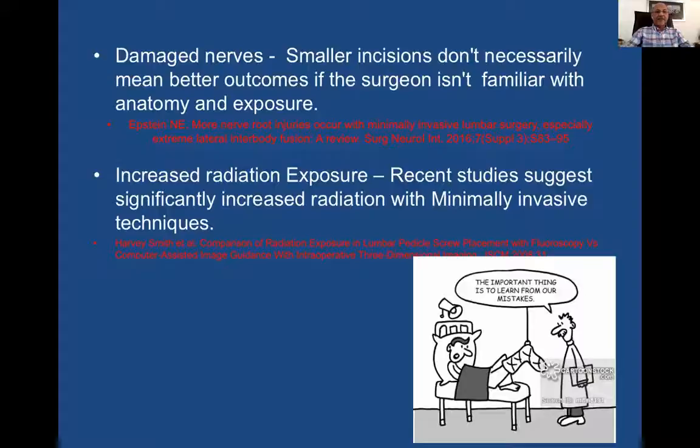Obviously, MIS has caused increased radiation exposure. Recent studies suggest increased radiation with the minimally invasive techniques. We have shown recently in many studies, and there's a big study out from Cleveland showing patients who were having a huge dose of radiation, and the junior surgeons having a huge dose. For example, one of the cases that Richard Assacher in Lille, France showed had 800 shots of radiation while having a single level MIST lift done by junior surgeons.